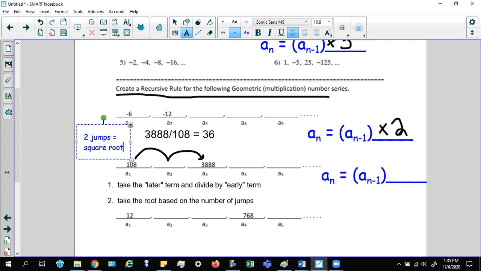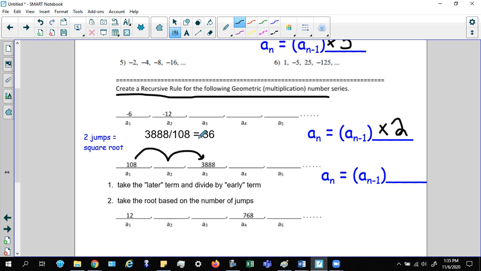All right. So I took 2 jumps, which means I'm going to take the square root. So very simply, I'm going to take the square root of 36, and it's going to equal 6. So what that means is I am multiplying by 6 every single time. So I'm timesing it by 6 to get my next number. I'm going to times that by 6 to get my next number, which means from the recursive formula, I'm just multiplying by 6. That's all I'm doing. There you go.